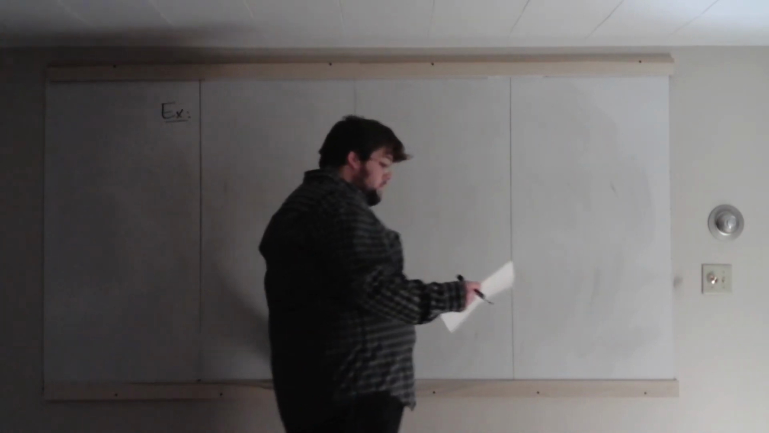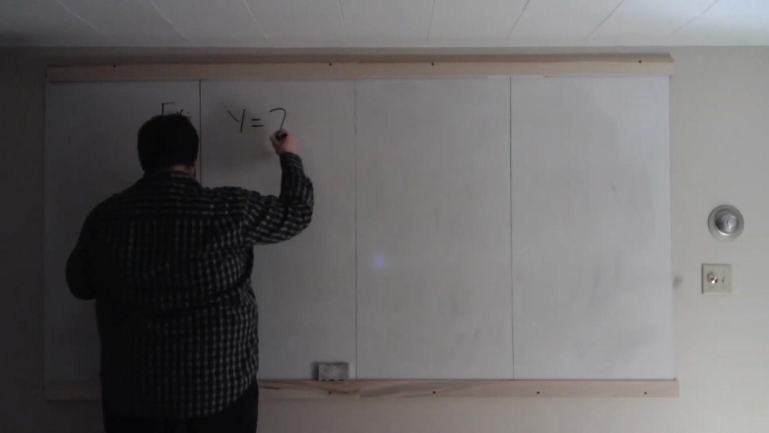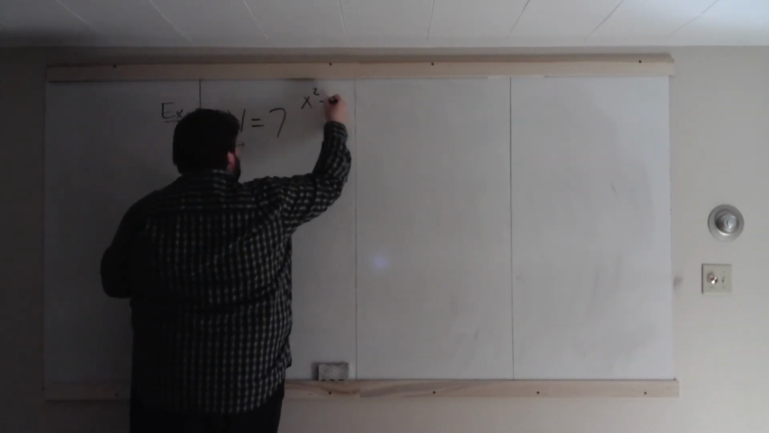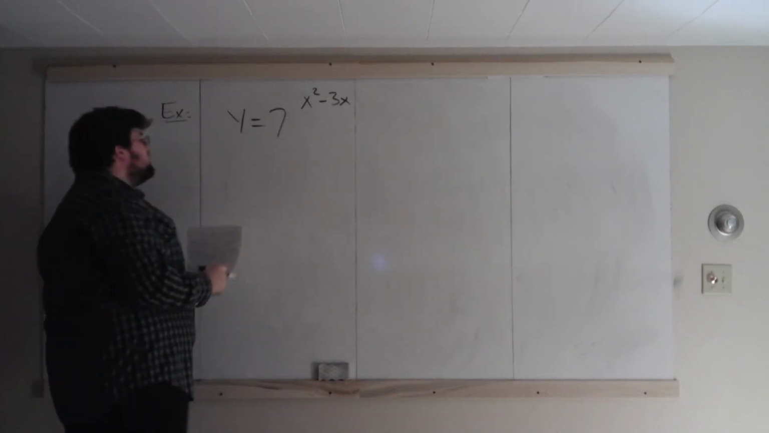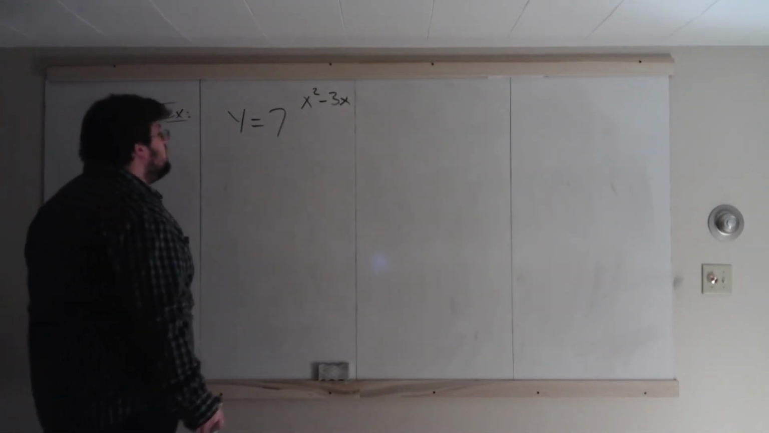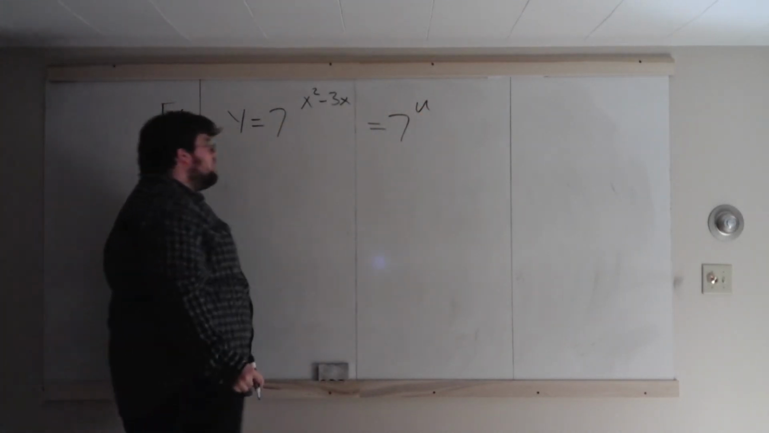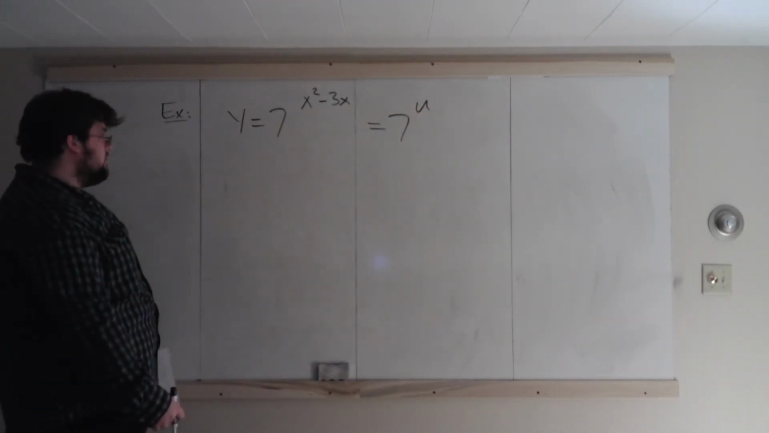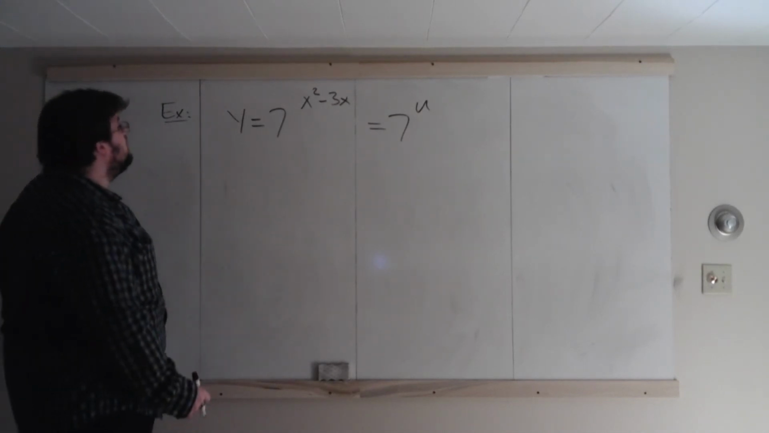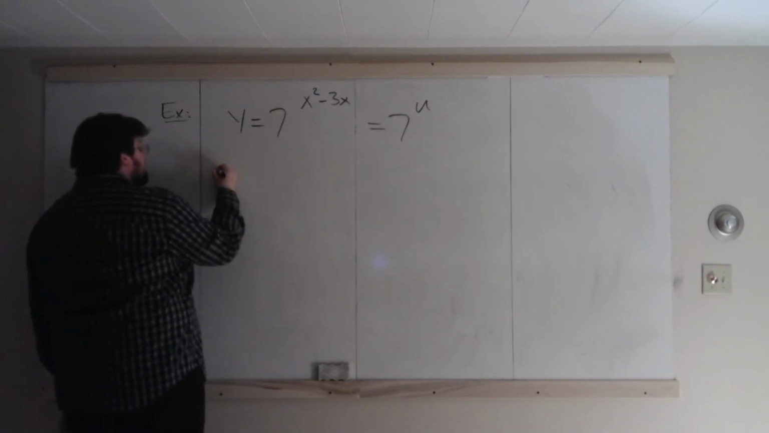Next, what about this one? 7 to the x squared minus 3x. Well, again, we know how to take the derivative of 7 to the x by Rule 8. But we don't know from those rules how to take the derivative of 7 to the x squared minus 3x. So we will get rid of that x squared minus 3x and replace it with u.